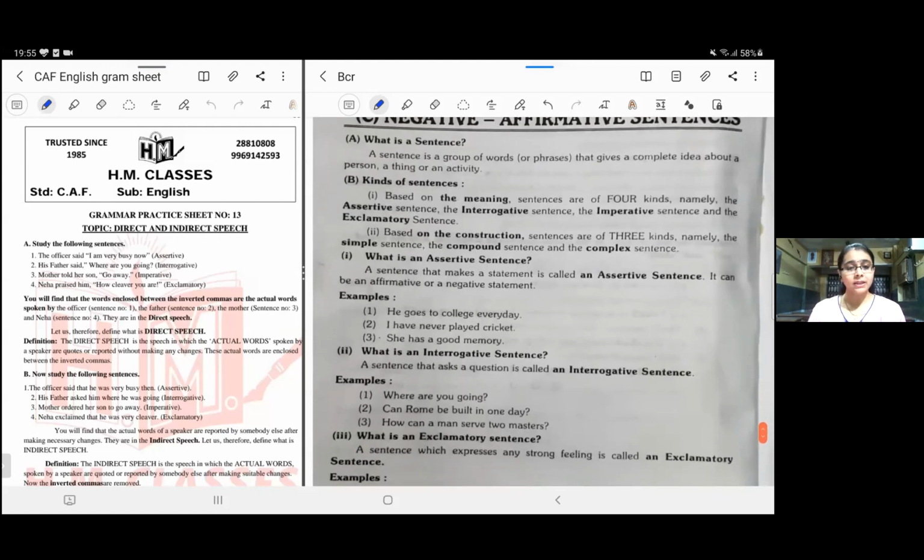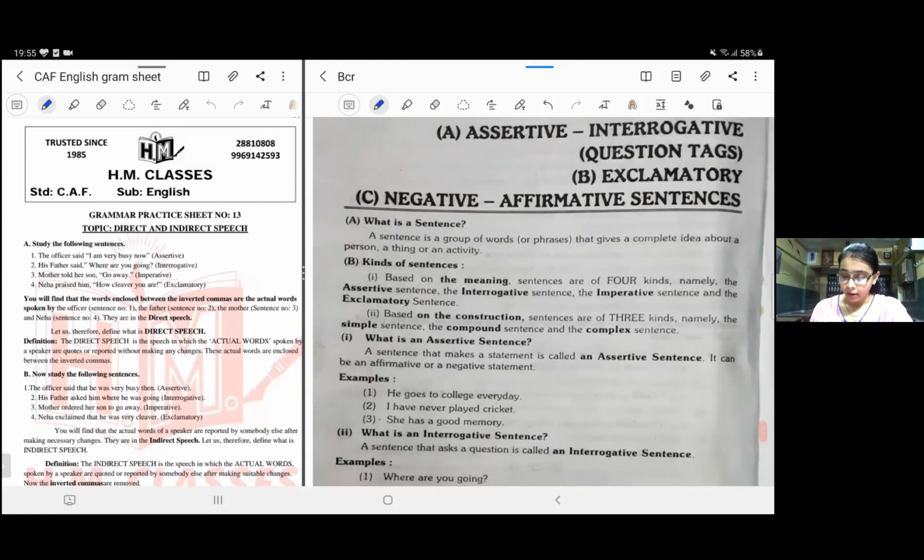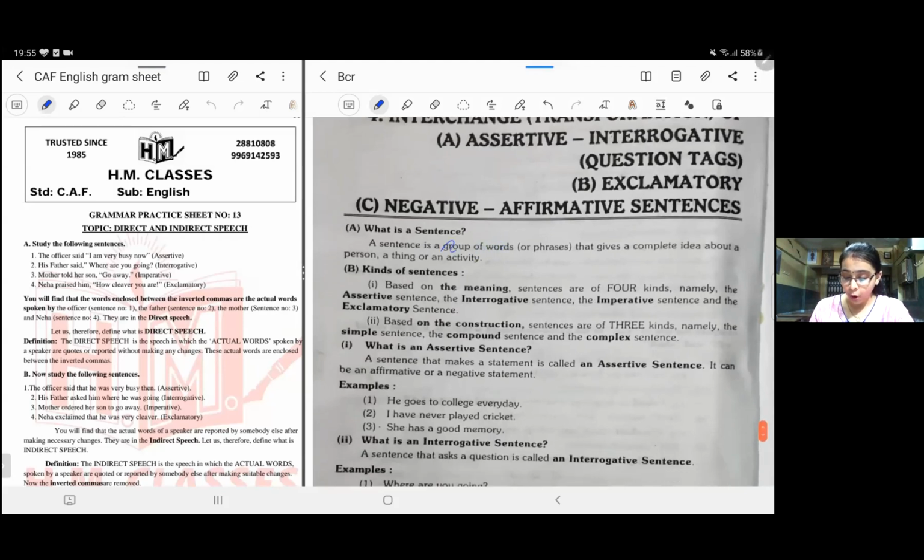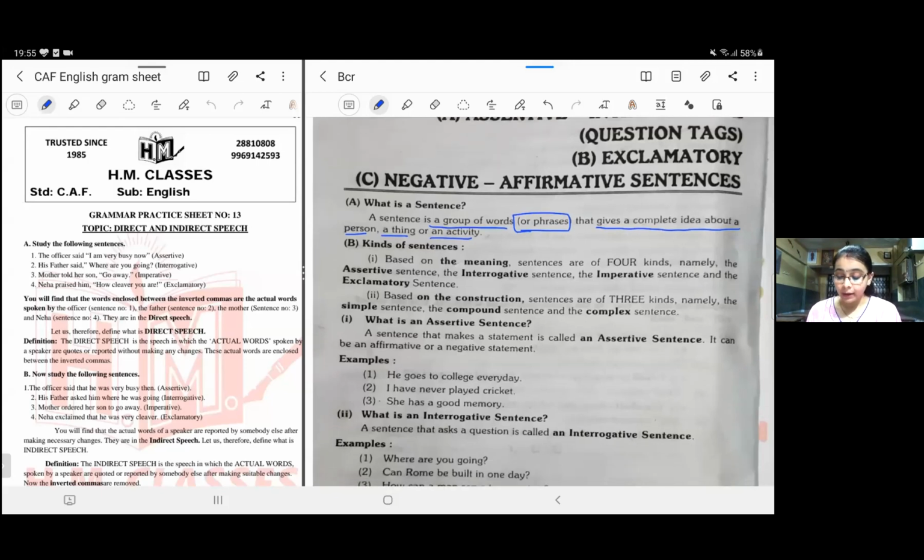Now, what is a sentence? Sentence क्या है? A sentence is a group of words or phrases that gives a complete idea about a person, a thing, or an activity. I am running. It is a sentence. But what is it telling me? The sentence is telling about myself, what activity I am doing. I am playing. Right?